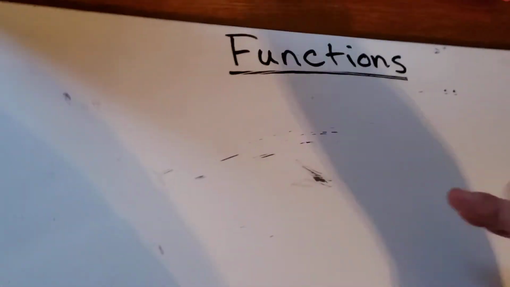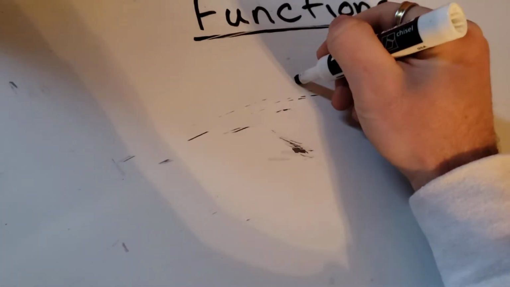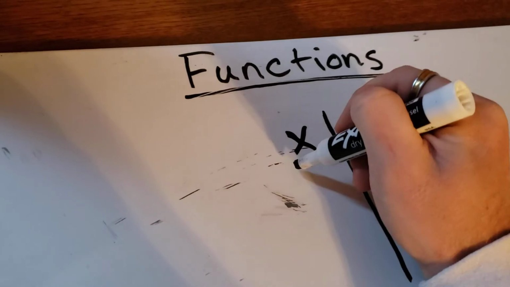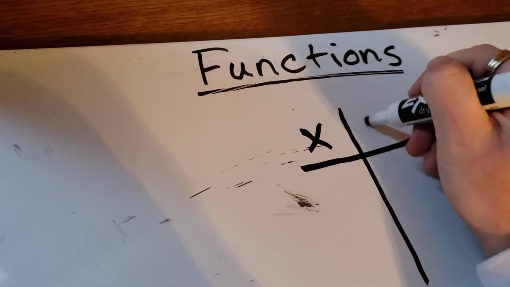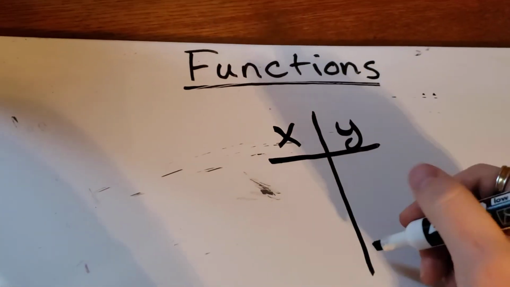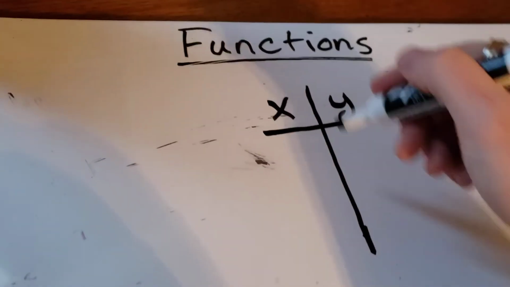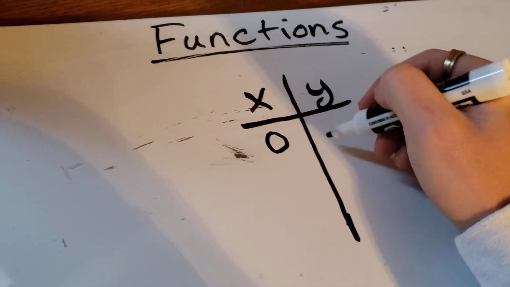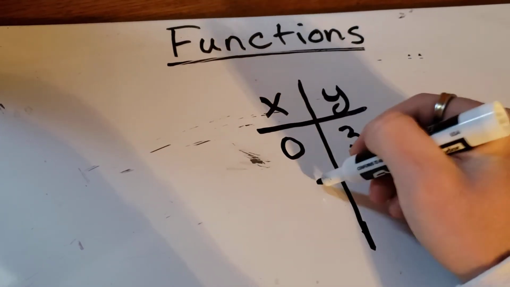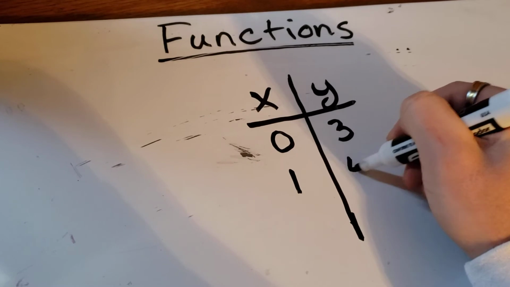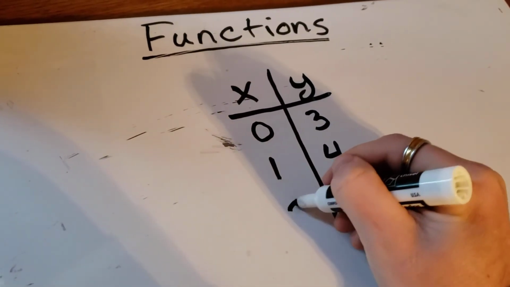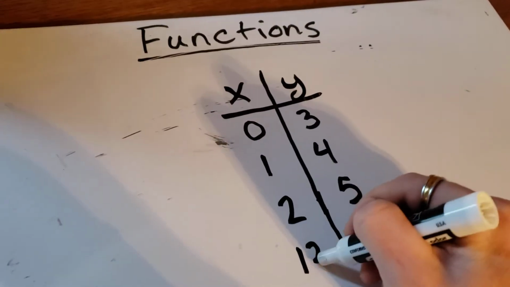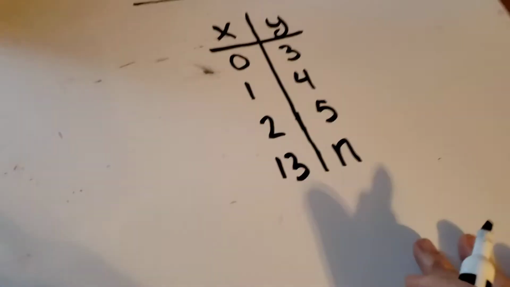So I am going to give you an in-out table, a function table, with some known values and see if we can find our rule. So let's say x is 0, y is 3. X is 1, y is 4. X is 2, y is 5. X is 13. What is y?